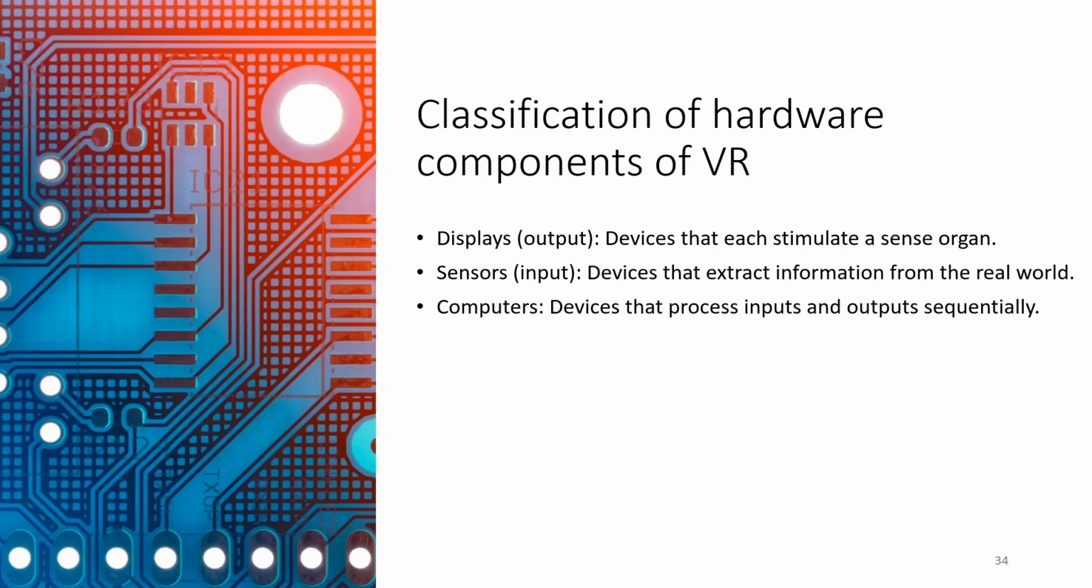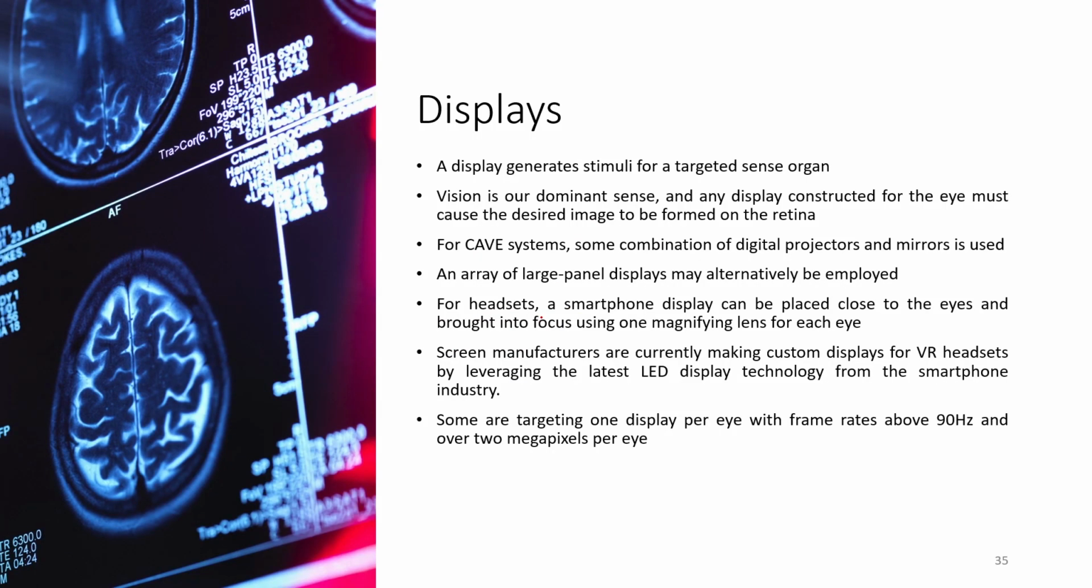We have already understood the different hardware components of VR such as displays, sensors and computers. Displays generate stimuli for a targeted sense organ, where vision is a dominant sense and that is the key display used in most XR systems. Any display constructed for the eye must cause the desired image to be formed on our retina.